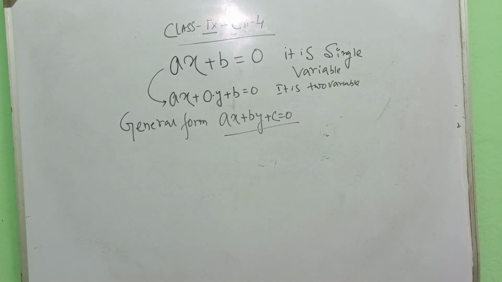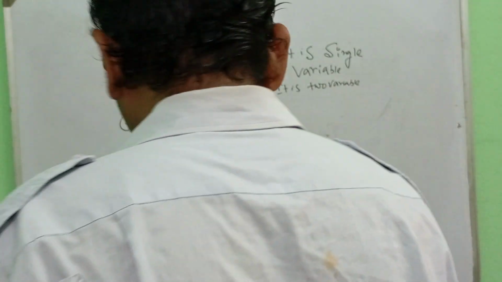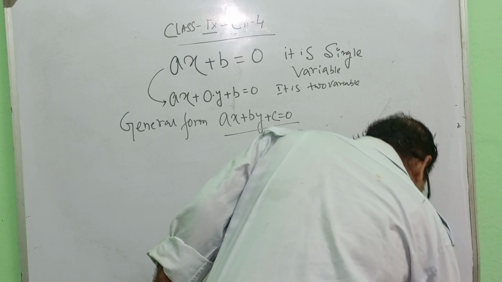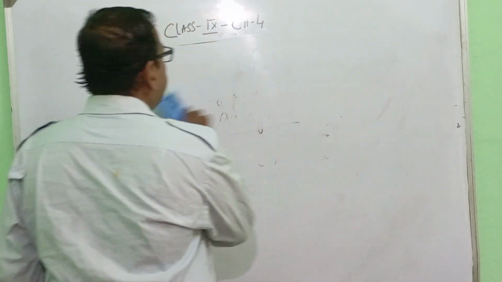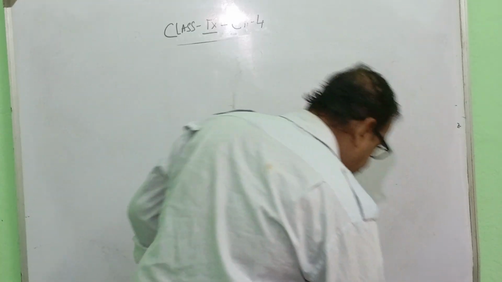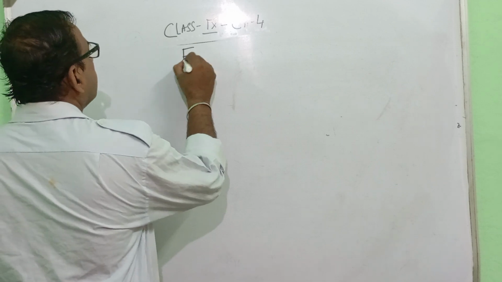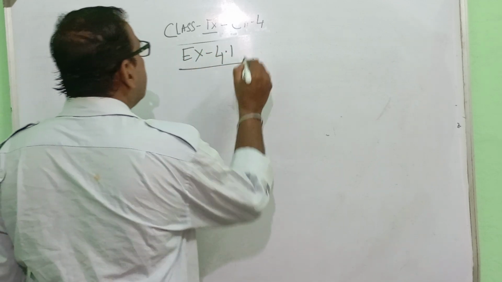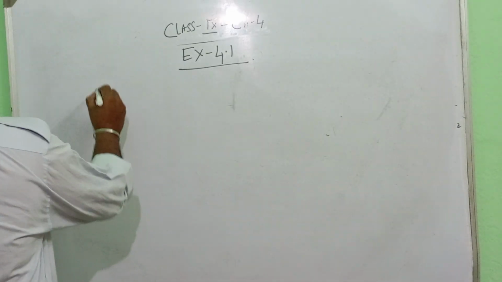Now, if we start question number 1 of the exercise, we go to exercise 4.1. This is exercise 4.1. Clear?